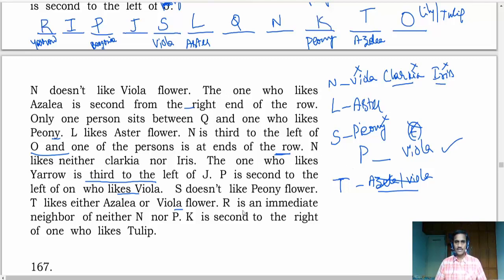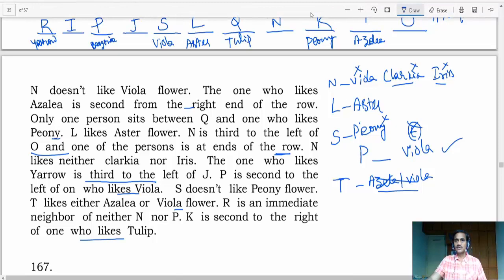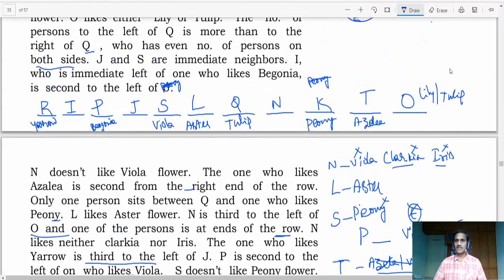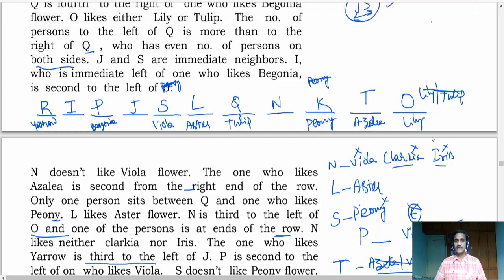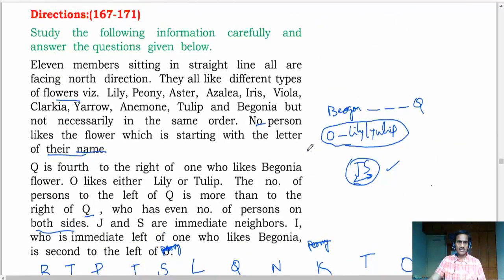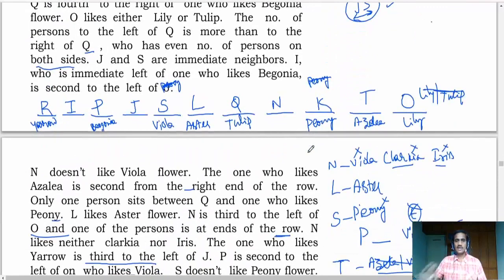Persons are fixed. K is seated second to the right of tulip, so tulip cannot be here. If tulip were here, then O is either lily or tulip. Since it is not tulip, O is lily. Now two flowers are left, clarkia and anemone.